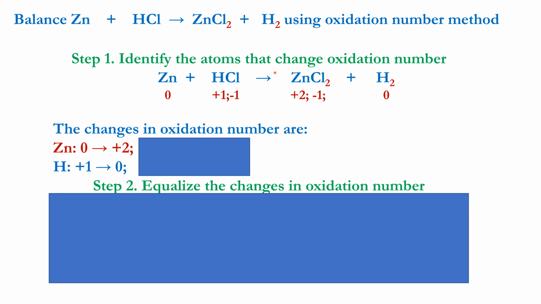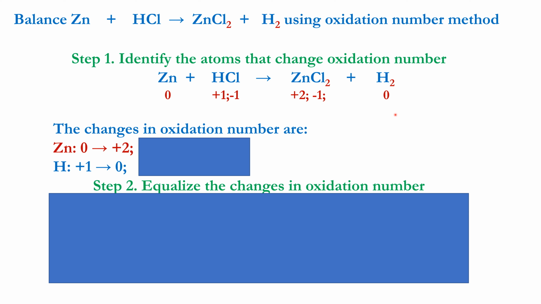The oxidation number for zinc is 0. The oxidation number for hydrogen in HCl is +1. That of chlorine is -1. The oxidation number for zinc here is +2. That of chlorine is -1. The oxidation number for hydrogen here is 0.